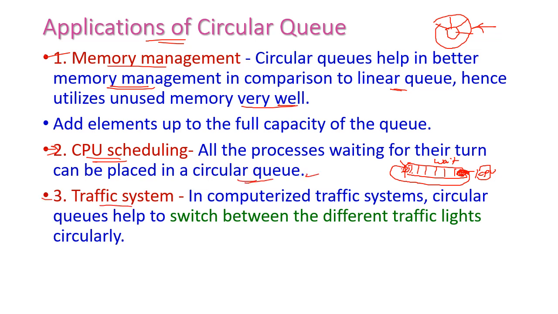And the next application is the traffic system. In a computerized traffic system, the circular queue is very much helpful to switch between the different traffic lights. For example, red light, green light, yellow light. Okay, after yellow immediately red will come, isn't it? So the circular queue is very much helpful to switch between different lights in the traffic system.